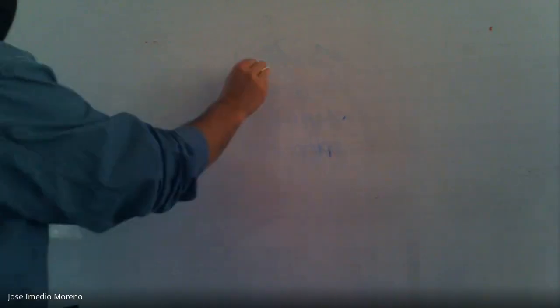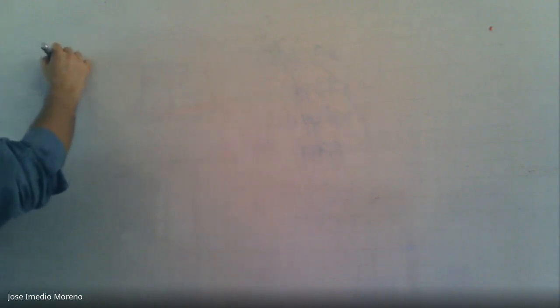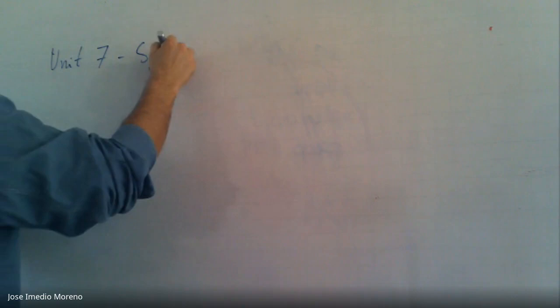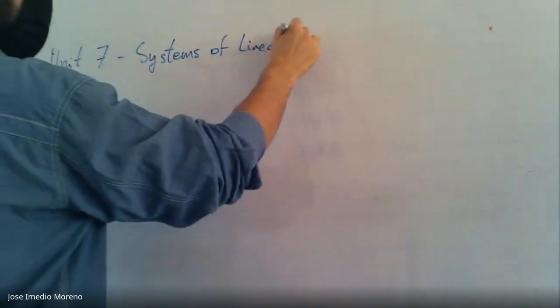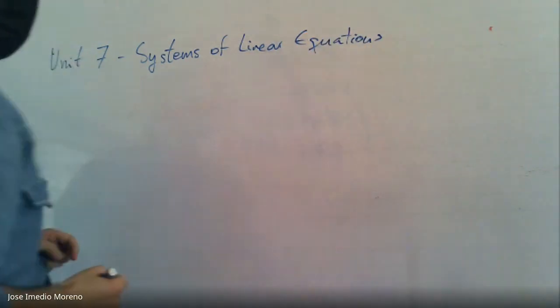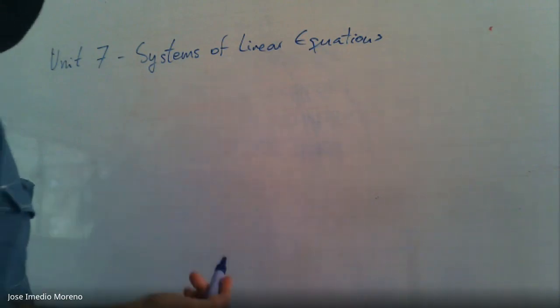Okay, so here we are going to start working with unit 7, which is systems of linear equations. Okay, and what's a system of linear equations? Well, you already know what an equation is.